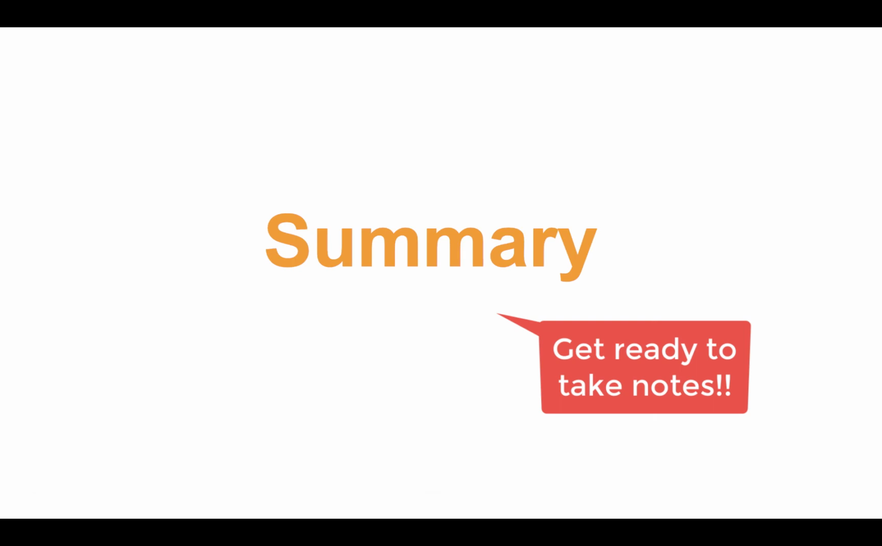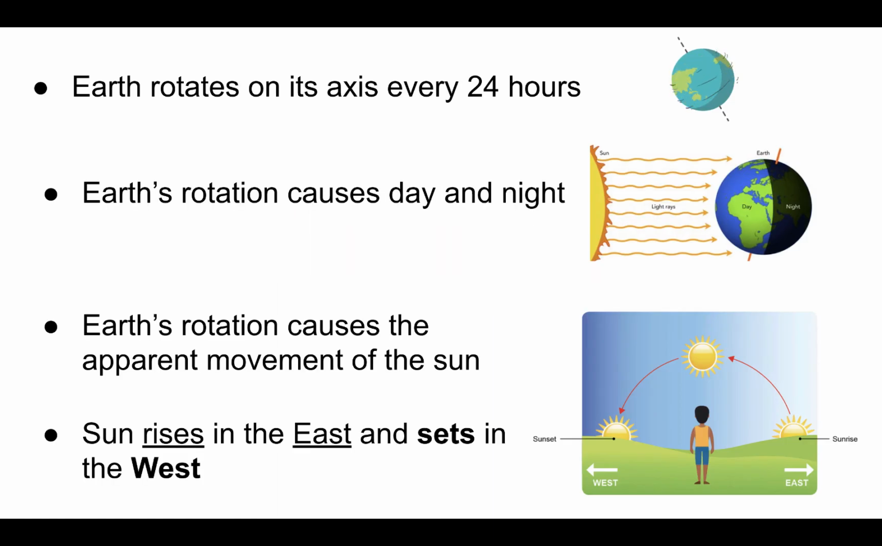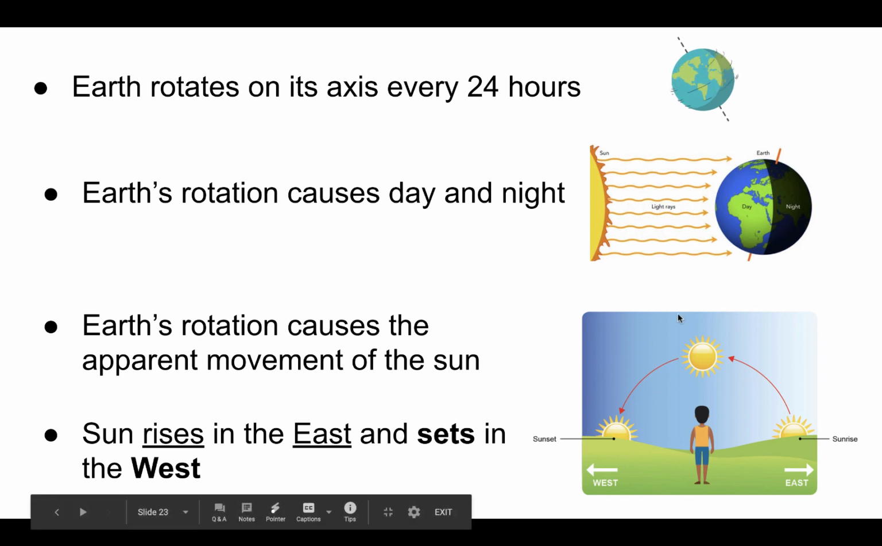Good job, y'all. So just to summarize everything, so we remember, what did we learn today? We learned that 1, Earth rotates on its axis every 24 hours. 2, Earth's rotation causes day and night, right? Because we rotate, we can have day and night. 3, Earth's rotation causes the apparent movement of the sun, like we just talked about in the last question, and the sun rises in the east and sets in the west.